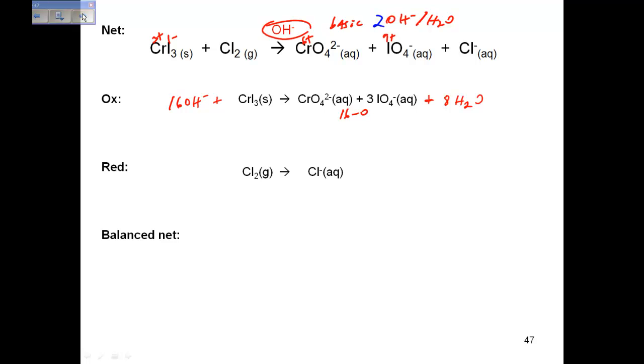But what did you notice happened in the process is that I added 8 more oxygens. So I got the 16 to start with plus my 8 from here. So it's not 16 oxygens, it's 24 oxygens. So I need to change this now to 24.